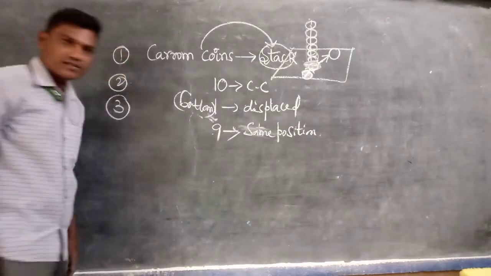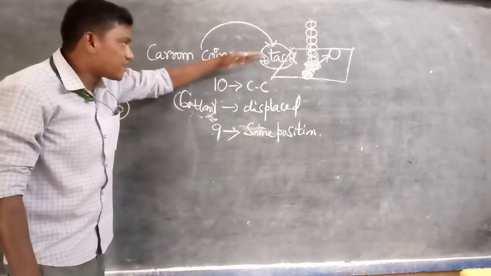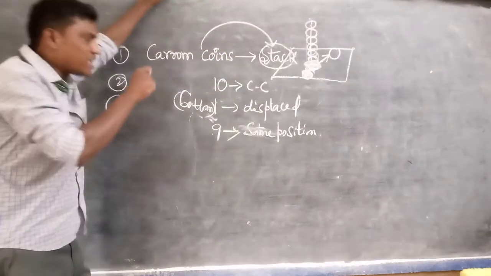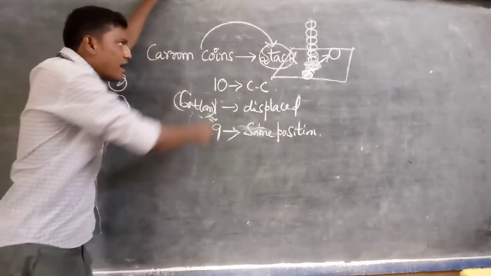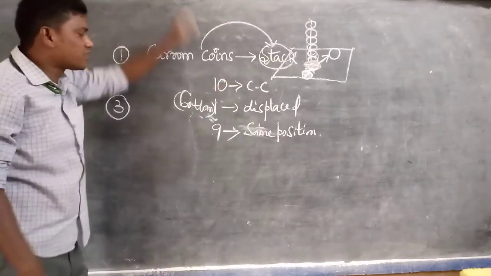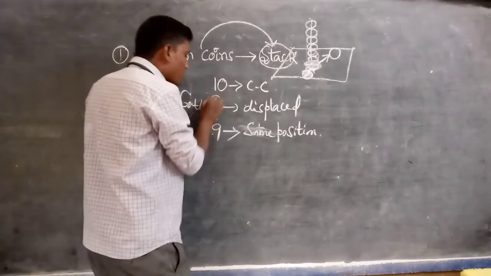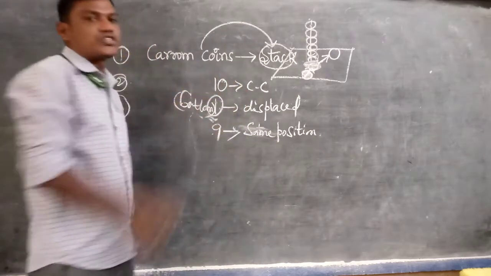Are you understanding? Okay. Totally 10 carom coins are there, either black or white. We are focused on that one. With the help of a striker, you sharply hit any one of the stack. You are observing that only the bottom coin in the stack is displaced. The remaining coins are in the same position only.